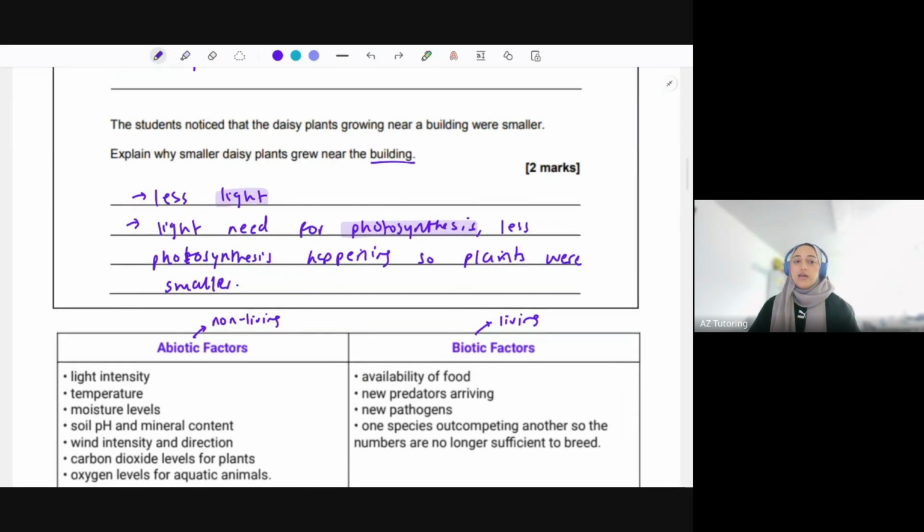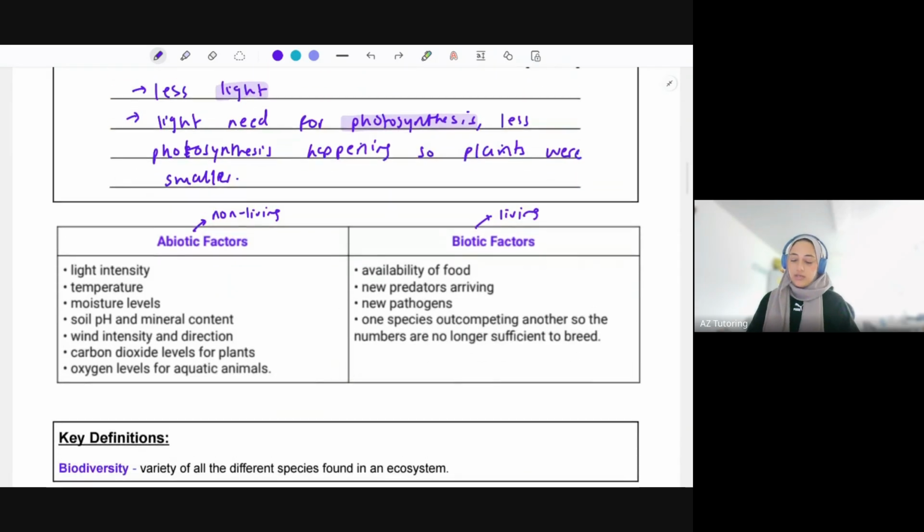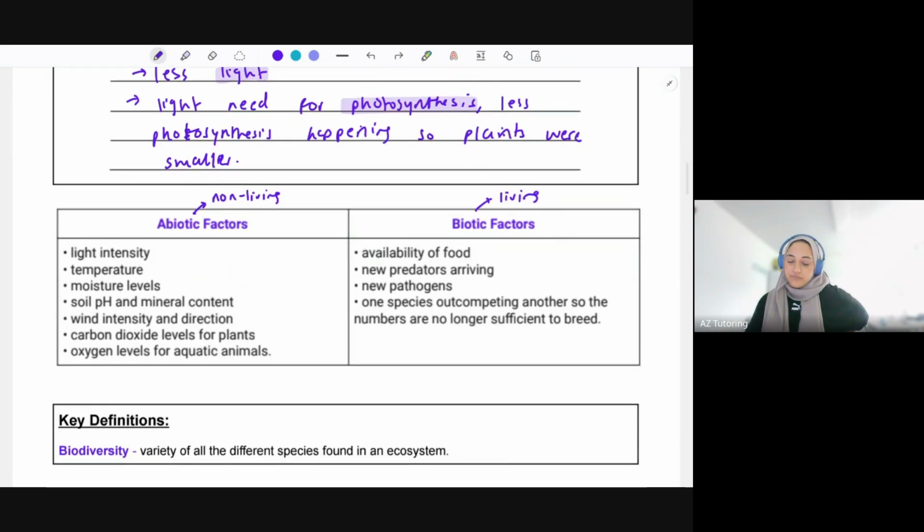Because there was less light near a building, the plants were not growing as well as they could. Temperature, again, you need a good temperature for photosynthesis to take place. Moisture levels, which is the amount of H2O in the atmosphere, so that can contribute to stuff like transpiration and stuff.